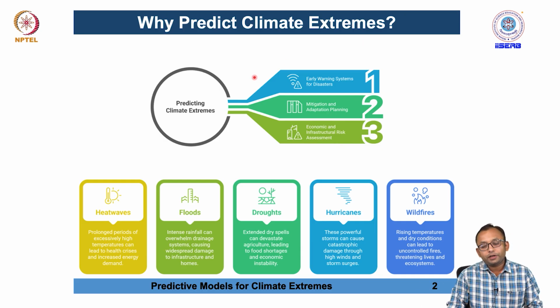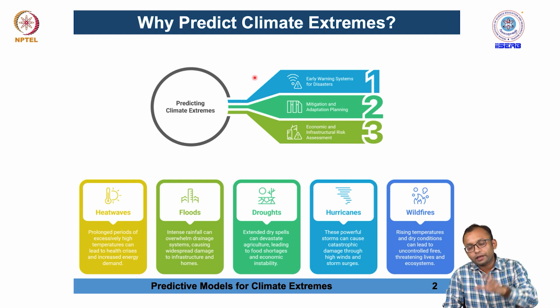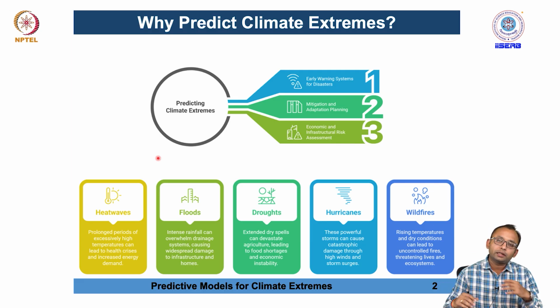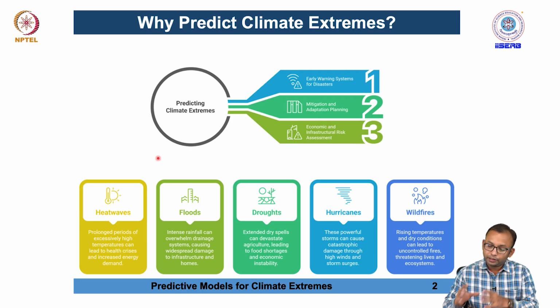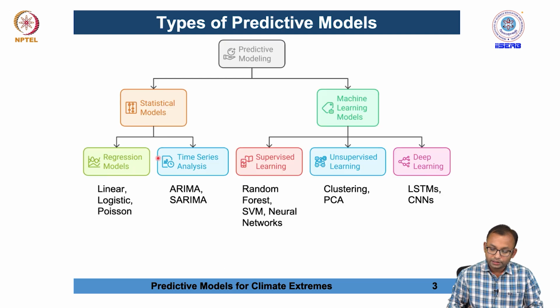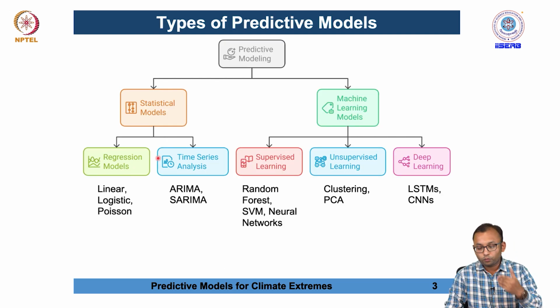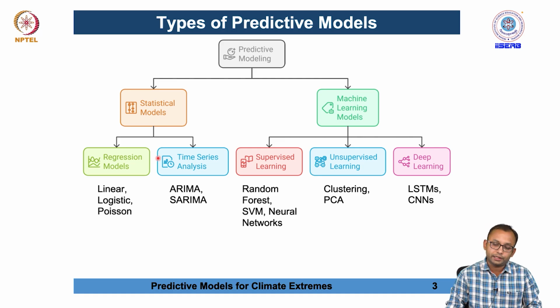So, primarily when we are talking about the prediction of climate extremes, we talk about heat waves, floods, droughts, hurricanes and fires. These are events which are directly or indirectly related to hydrometeorological events and changes in their properties and characteristics, and therefore we are interested in finding out what the behavior is and what it would be in future conditions as well.